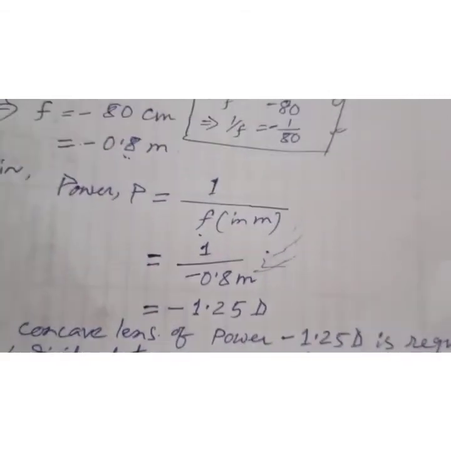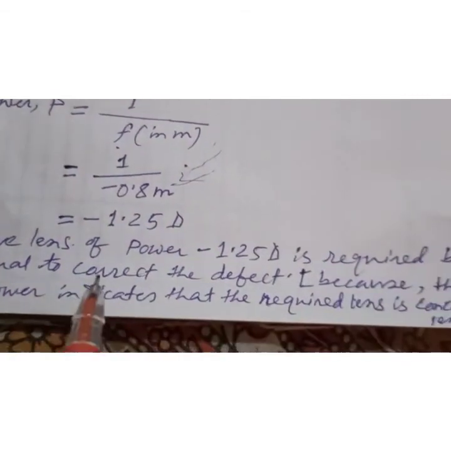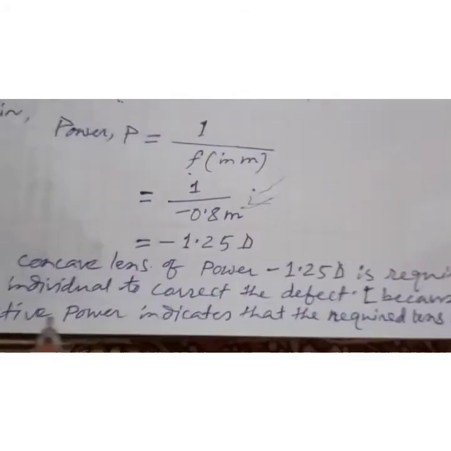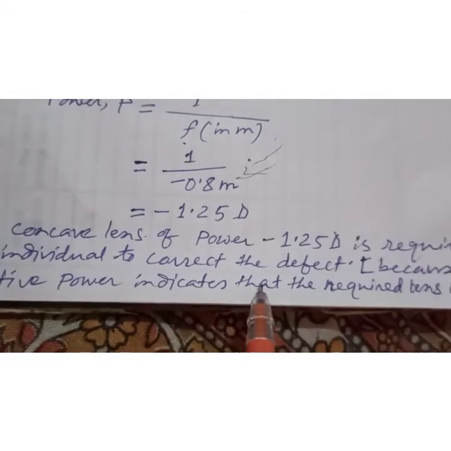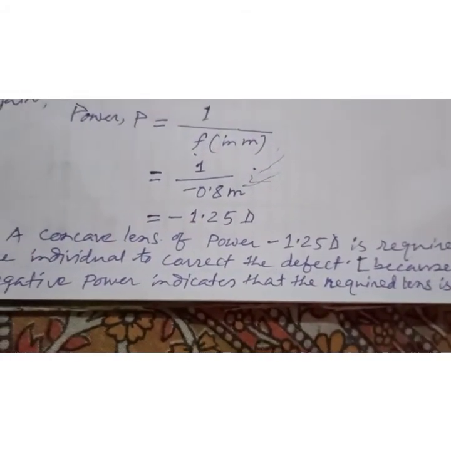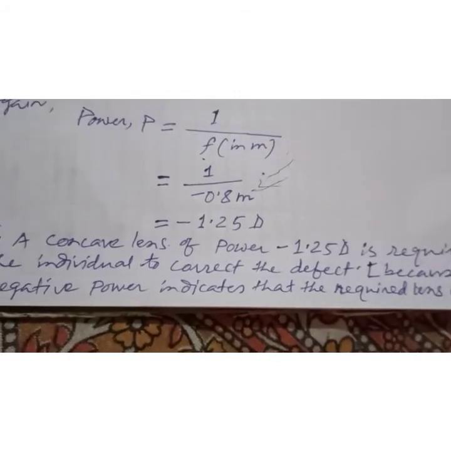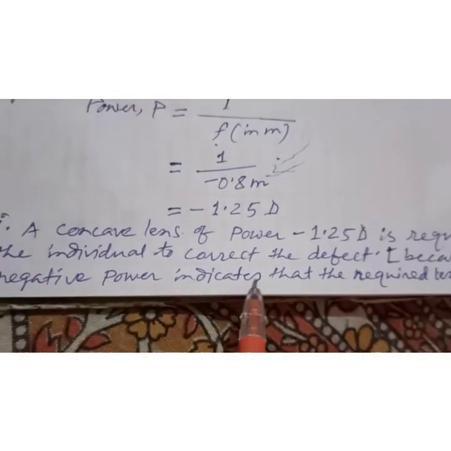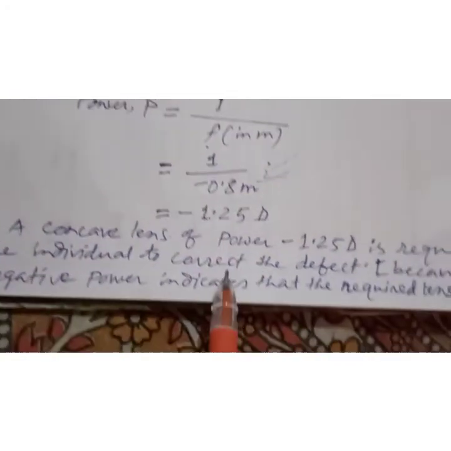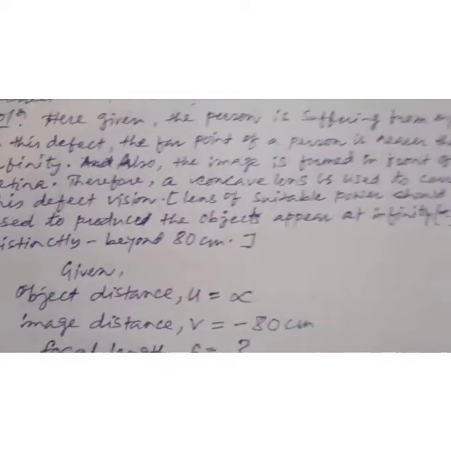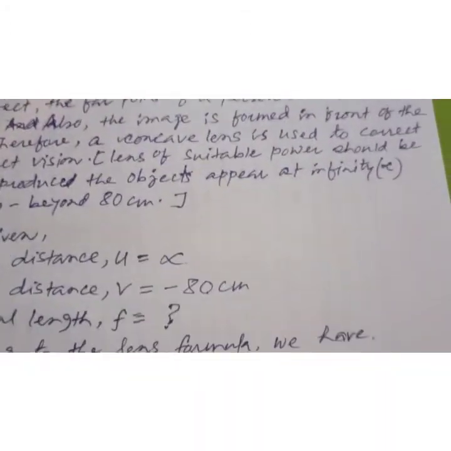So in this case you remember, a concave lens of power minus 1.25 diopter is required by the individual to correct the defect. Mind it, if they ask for the reason, you write the reason. The reason is that the negative power indicates that the required lens is always a concave lens. So be careful. So this is your second part answer. Hope you can solve this part also very easily.